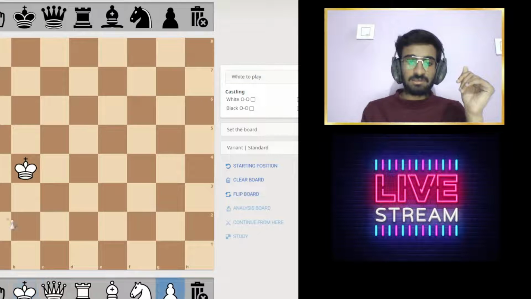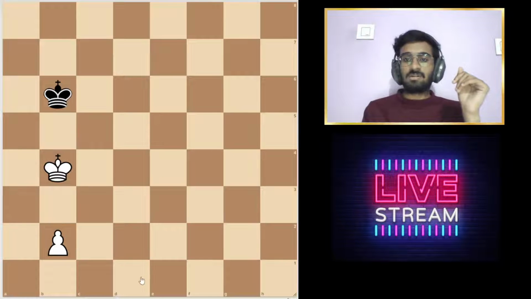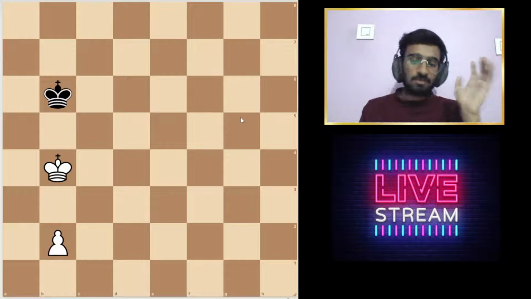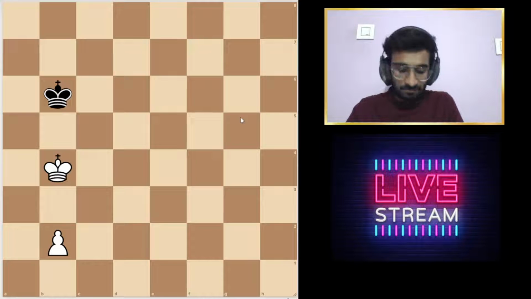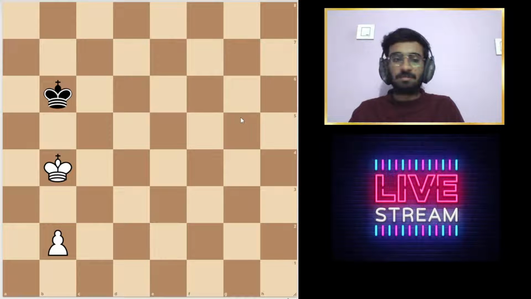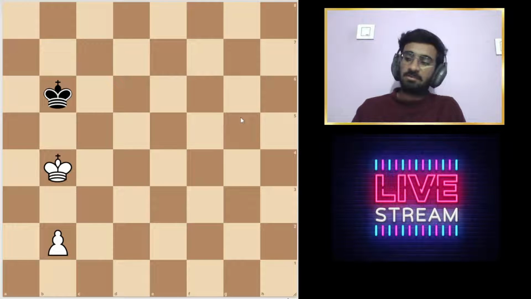Here, king. Now again, this is the position. What do you think? Is white winning, or will black be able to draw this game? Think. This position, again, I have not revealed whose move it is. I have not revealed is it white to play or black to play.